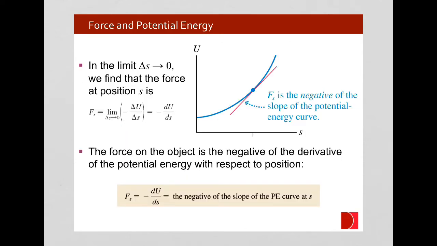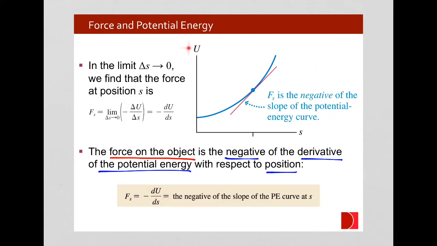When we consider this small change in position, not just a very small change but in fact an infinitesimal change in position, this change in the potential energy becomes the derivative of the potential energy. And thus, we can see from this equation that we've just derived that the force on the object is the negative of the derivative of potential energy with respect to position.